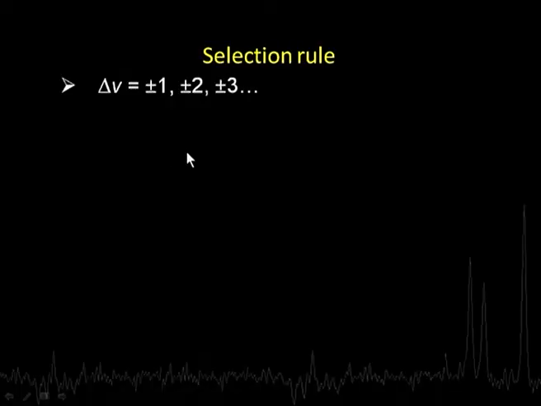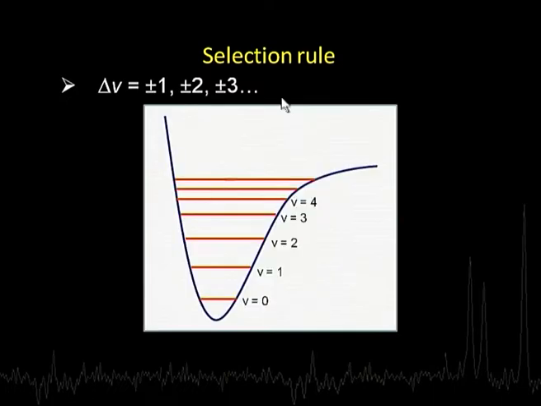The selection rule tells us which transitions are allowed to take place for a molecule whose vibrational motion is quantized. The selection rule happens to be that delta V is equal to plus minus 1, plus minus 2, or plus minus 3, and so on. What it means in turn is that if this is my energy level diagram, wherein these are the different vibrational energy levels, the following transitions are possible.